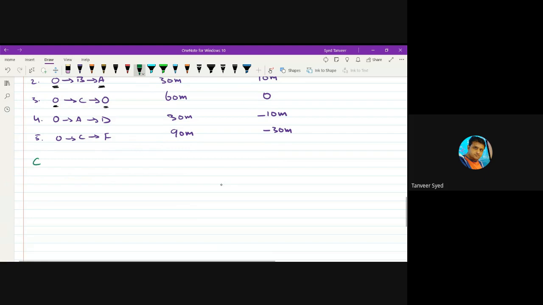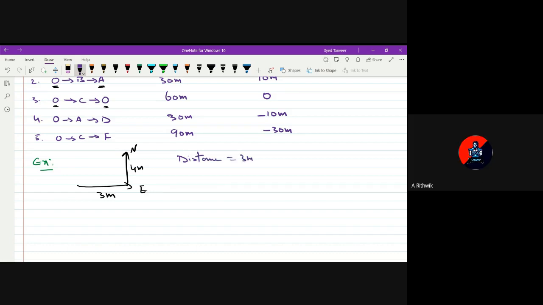Another example: a person walks 3 meters towards east, 4 meters towards north. Then his distance is 7 meters. The displacement is 5 meters. Displacement is the shortest path between the initial position and the final position, which will be a straight line. This is a right angle triangle. Applying Pythagoras, you get this as 5 meters.